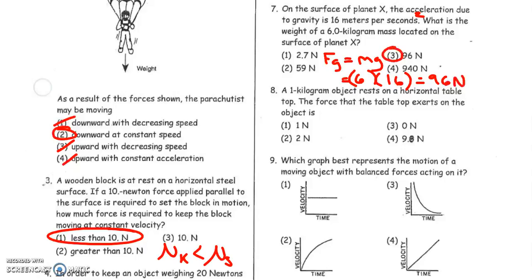A 1 kilogram object is at rest on a horizontal tabletop. The force the tabletop exerts on the object is... So what it's basically asking for is the normal force. We know that the normal force is equal to the force of gravity, and that is 1 kilogram times 9.81 newtons per kilogram. So we get 9.8 newtons.